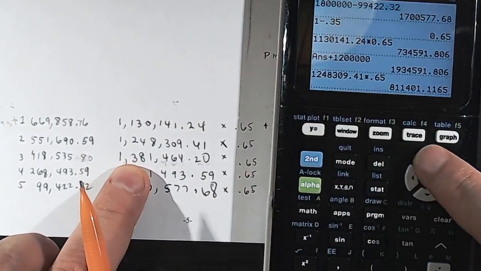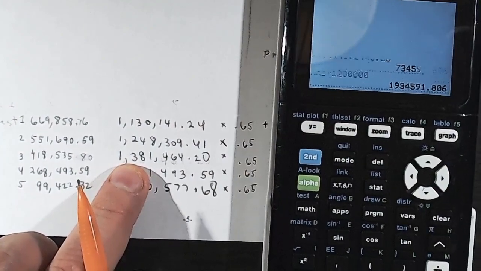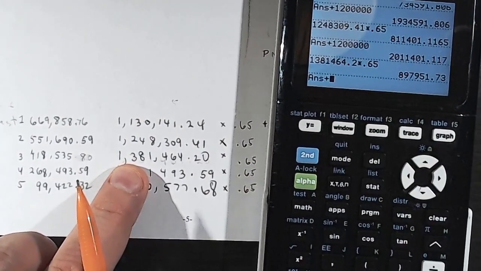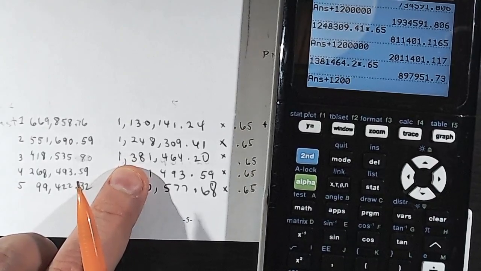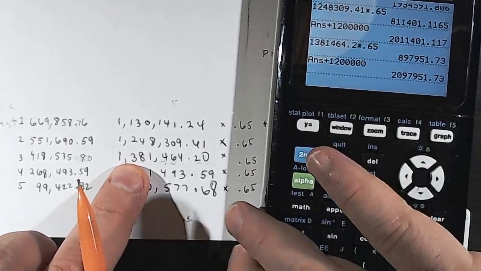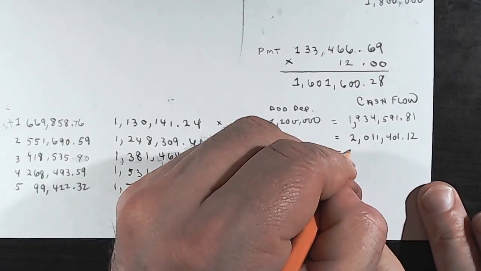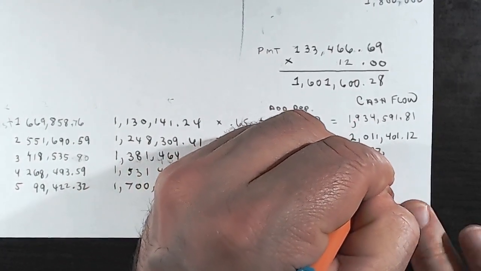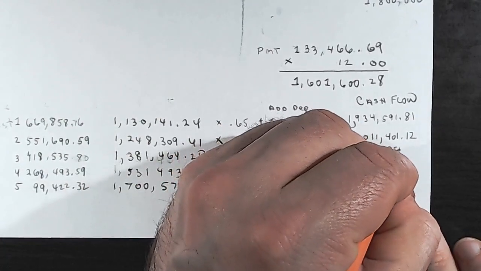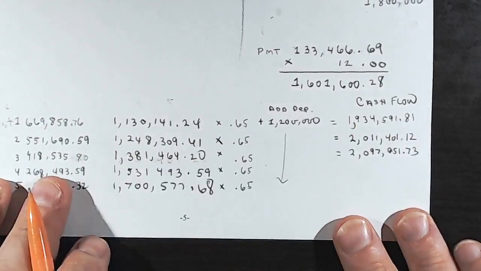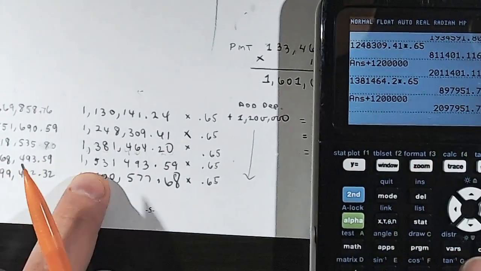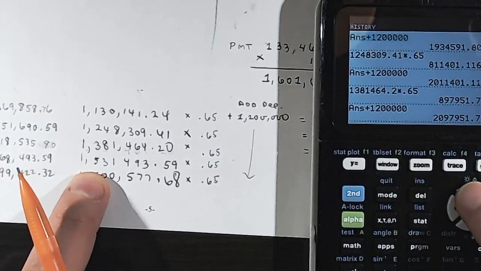Go find it. There it is. Enter times 0.65. Enter plus add back the depreciation. And you get 2,097,951.73. Okay, that's year three. Year four, go find that 1,531 number.